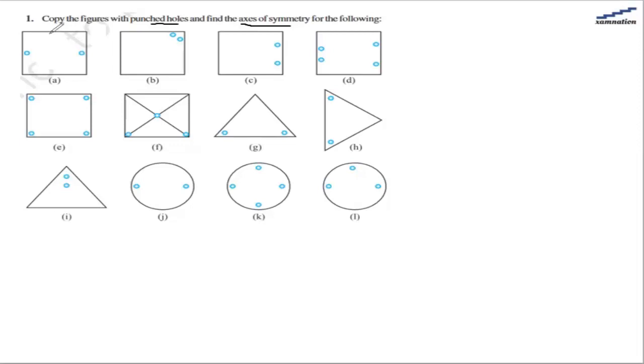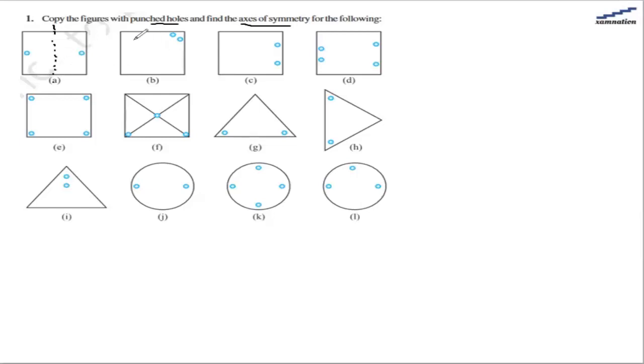As you can see, the axis of symmetry can be easily drawn like this, where this axis of symmetry divides the whole shape into two equal identical objects, and these objects are images of each other. So this dotted line is the axis of symmetry for the first case.